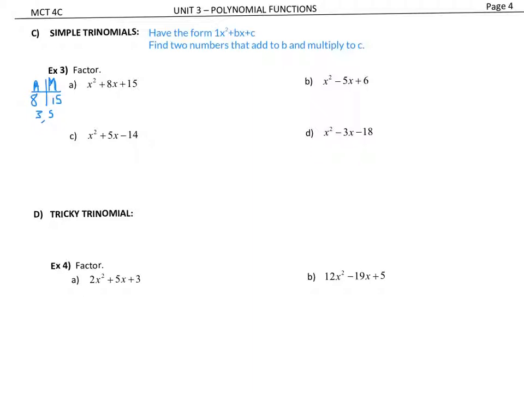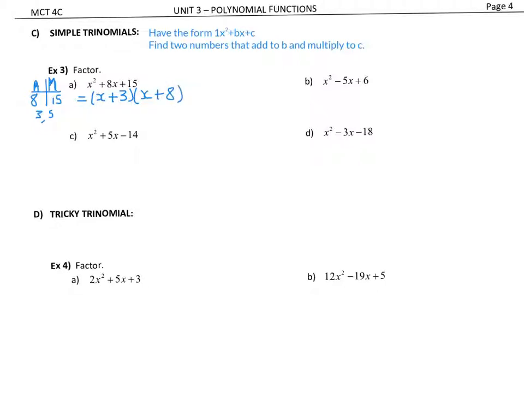Now, because it's a simple trinomial, we can take those two numbers and directly put them in the brackets to factor. Trinomials of this form will always be the product of two binomials. And in this case, it's going to be a binomial of x plus 3, and our other binomial will be x plus 8. And you can always expand and simplify that to check and make sure.